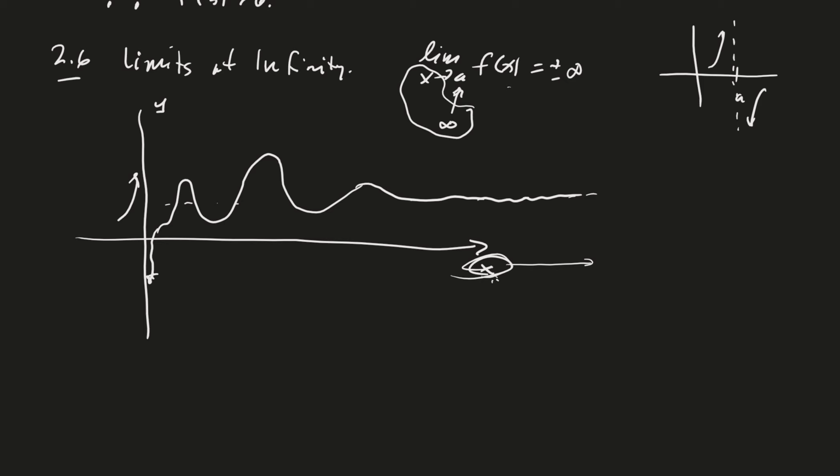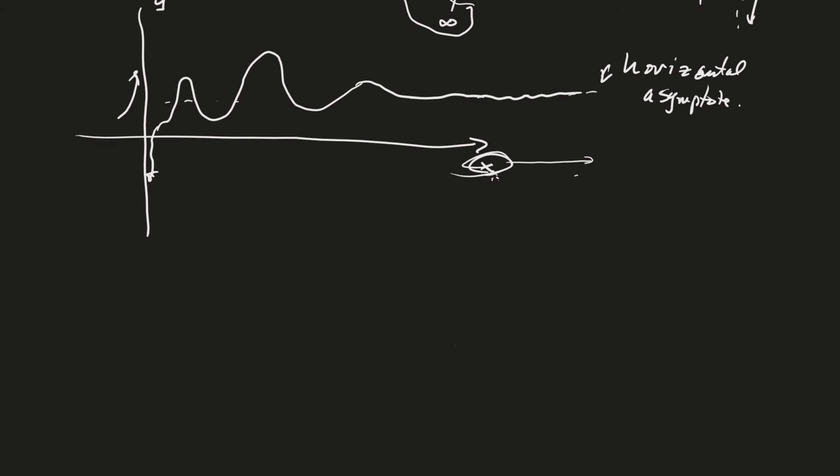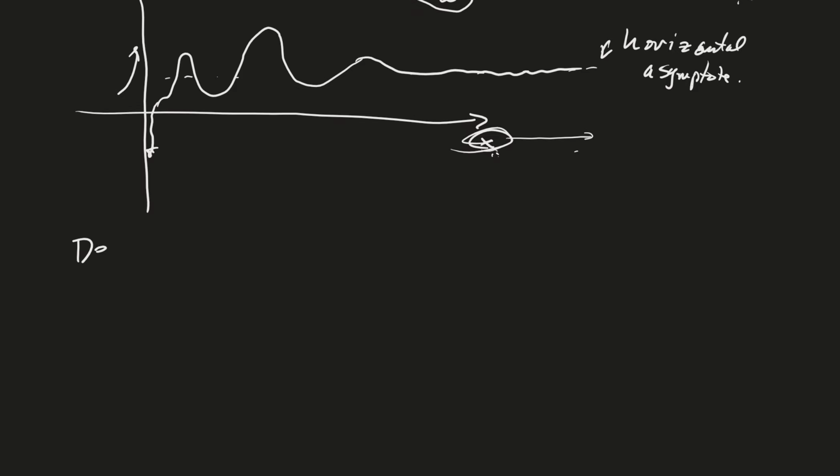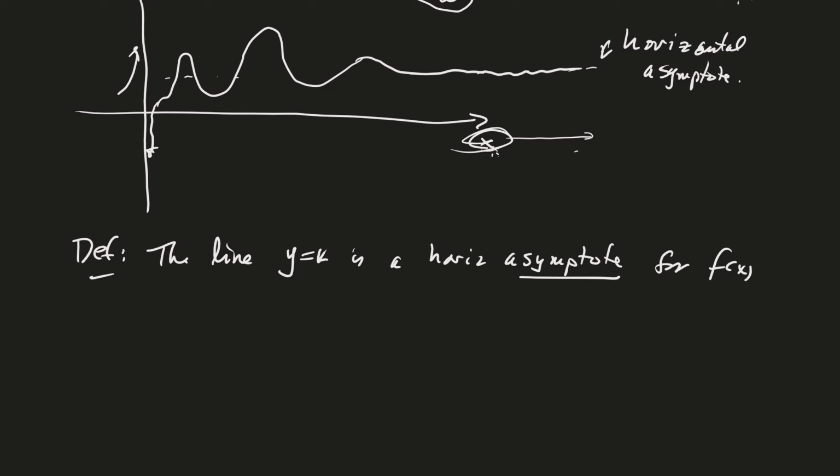So this is what it would look like if f of x had a limit as x goes to infinity. In fact, this is also called a horizontal asymptote. Let's define that more formally. Definition: the line y equals k, that's the horizontal line, is a horizontal asymptote for f of x if the limit as x approaches infinity of f of x equals k, or the limit as x approaches minus infinity of f of x equals k. So you could come in from either direction.